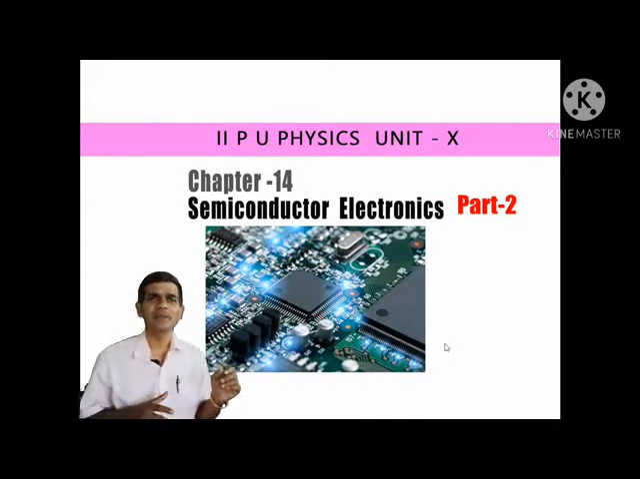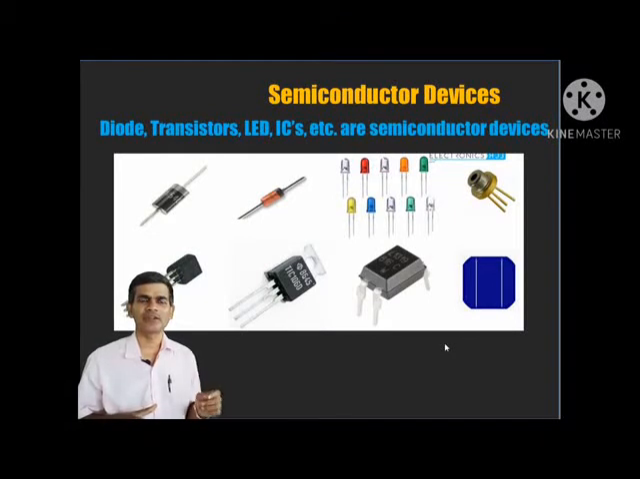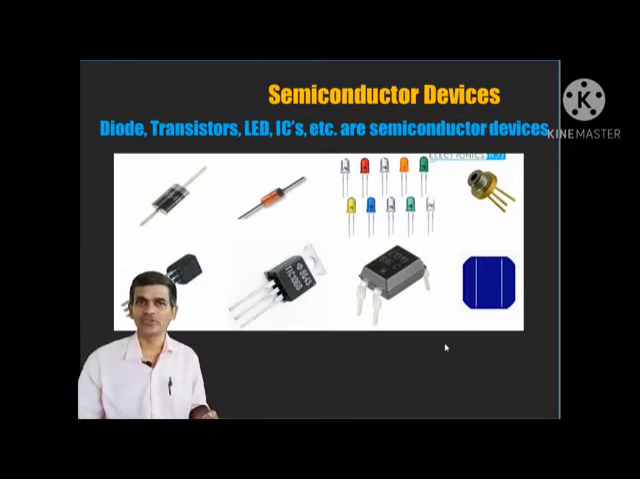First, we'll see what semiconductor devices are. If you look at any electronic devices or electronic circuits, we can find devices like diodes, transistors, LEDs (light emitting diodes), or ICs (integrated circuits), etc. These are called semiconductor devices. Let us see how these semiconductor devices work and what the different types of commonly used semiconductor devices are.